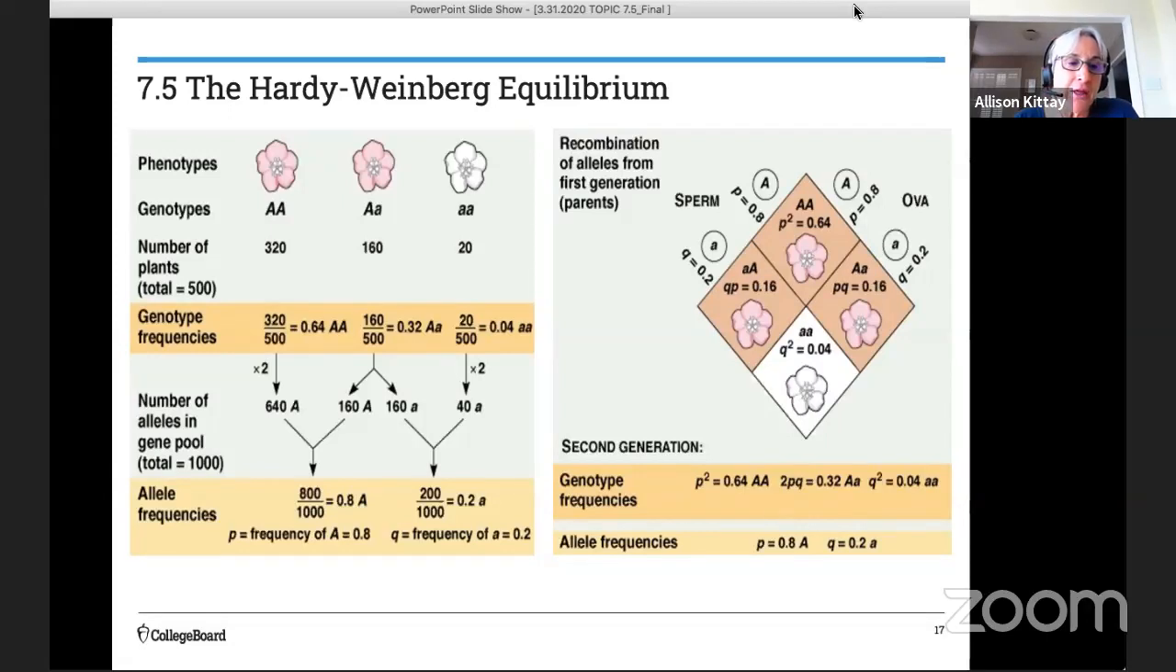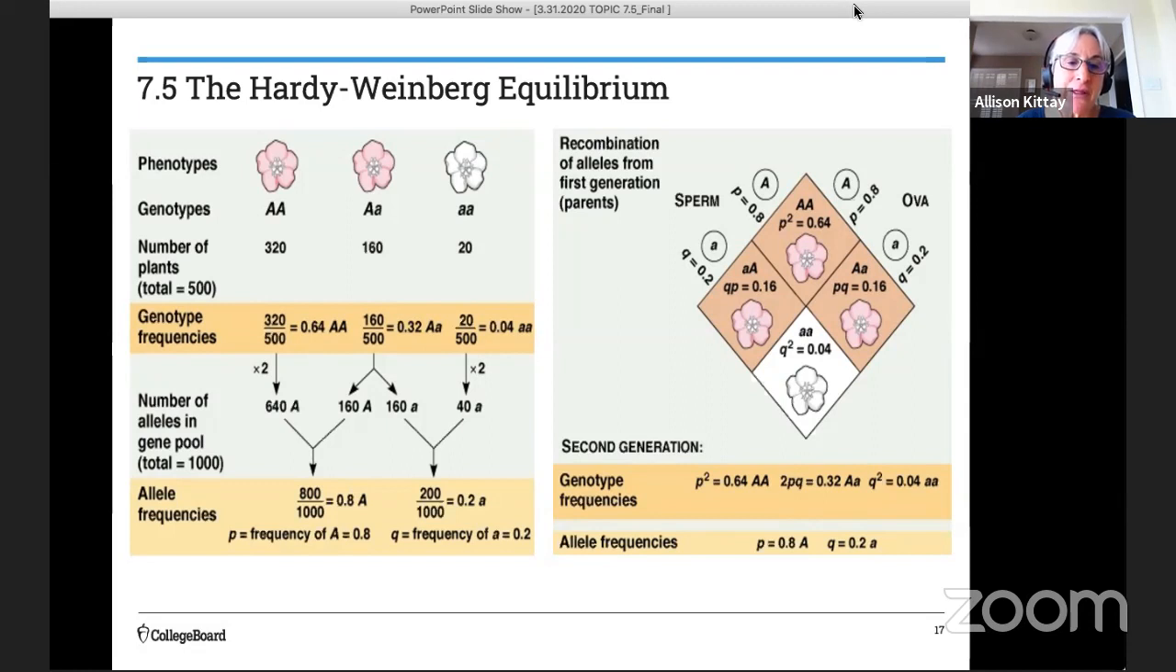If you look at the number of alleles, you have to remember that each individual has two alleles. So when you're figuring this out, and you'll see this when we get to the heterozygote, you have to multiply the number of individuals by 2. So we had 320, multiply that by 2, and that's 640 dominant alleles out of the total number of alleles in the gene pool, which is 500 times 2, or 1,000. And so now we get that the allele frequency of the dominant allele is 0.8, and that is represented by p in Hardy-Weinberg language.